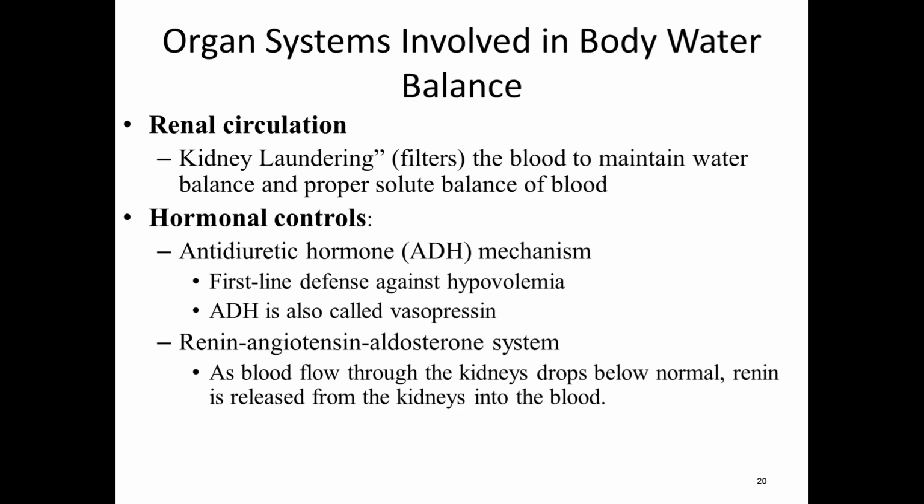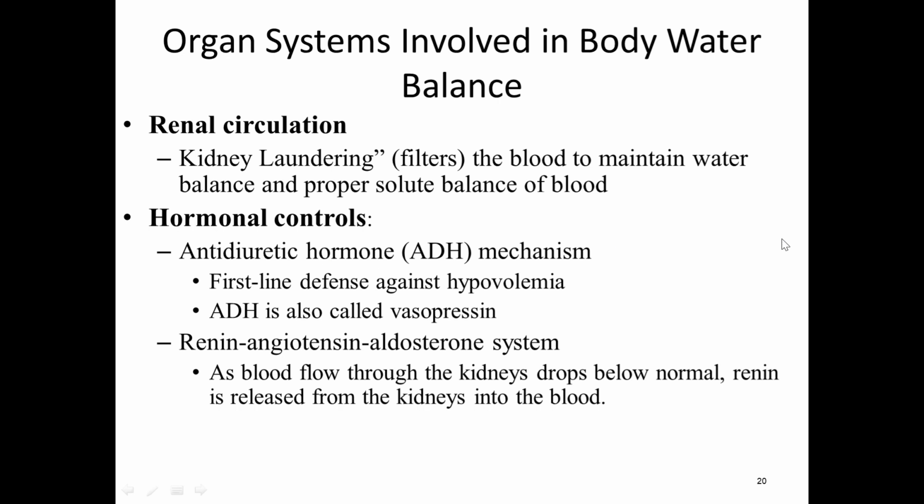Kidney, meaning filter. They filter the blood to maintain water balance and proper solute balance of the blood. The kidney has a capillary like this, U-shaped, right? That is the PCT, the DCT, and that is the loop of Henle. The loop of Henle absorbs water and minerals, and they maintain the water balance and proper solute balance of the blood, right? So renal circulation helps in maintaining the body's water balance.